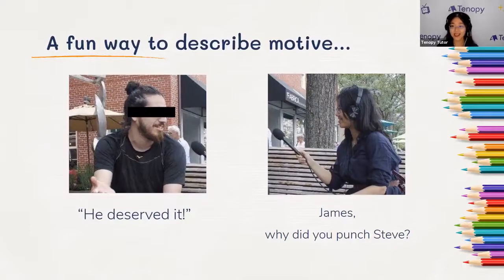So he deserved it. Is that explanation good enough? Muting says no. Everyone else, good enough? If you are the reporter and you're going to write a story about James punching Steve, and James said he deserved it, that's it, will your readers like that story?